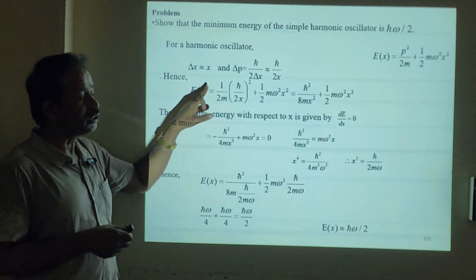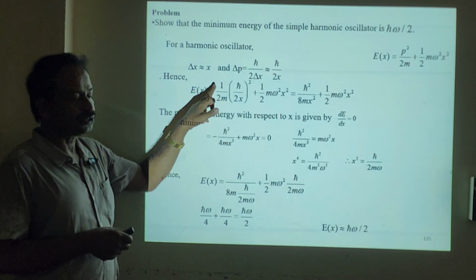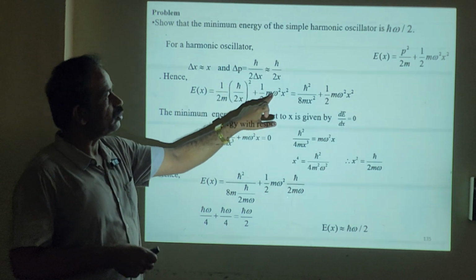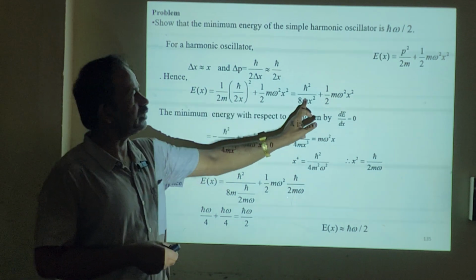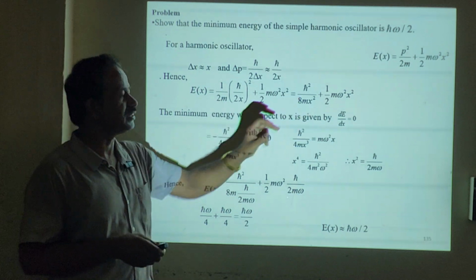And we know that E equals p squared by 2m. So instead of p, just substitute h bar by 2x. So E equals 1 by 2m times (h bar by 2x) whole squared, plus 1 by 2 m omega squared x squared. Multiply these and get the simplified energy expression E of x.